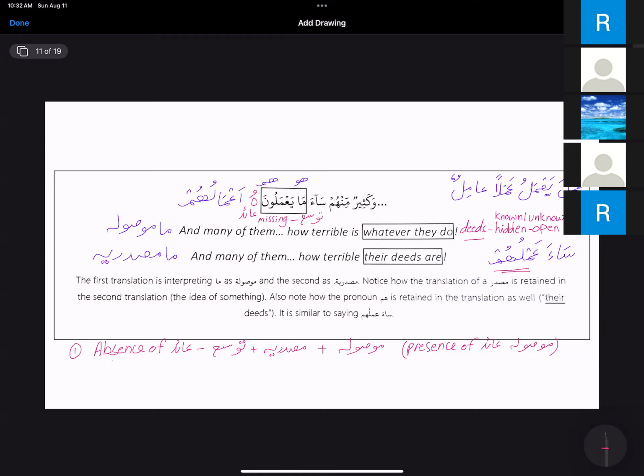When we are taking it as a ma mawsula, ya'maluna, it is referring to present or future, but past is not included in there, right? But when we are labeling it as a ma masdariya, there is no time, so that can include even past as well, right? So absence of ayid brings tawassu', which means vastness, right? And when there is no ayid, then we can take it as a ma masdariya and ma mawsula. Both ways we can translate.